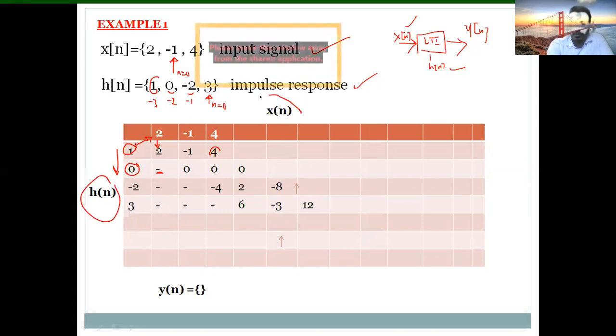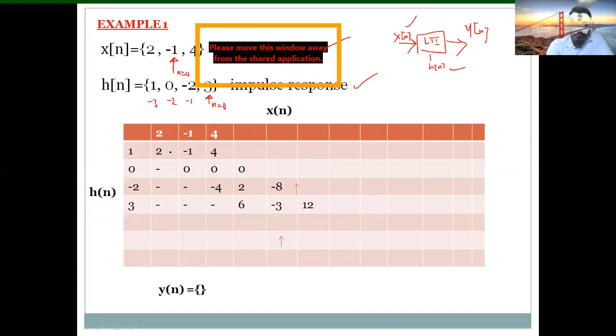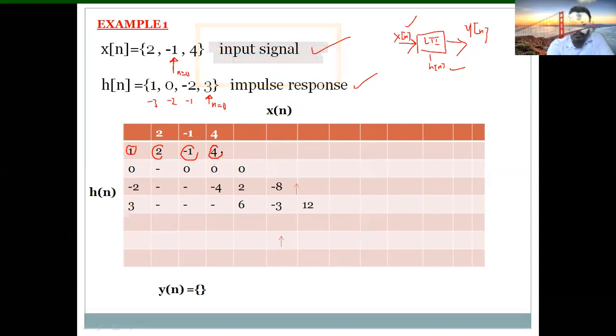On this side, we put what? The input. What are the inputs? 2, minus 1, and 4. So I put it here, 2, minus 1, and 4. These are my inputs. Okay, so multiply 1 by 2, we get 2. 1 times minus 1 is minus 1. 1 times 4 is 4.